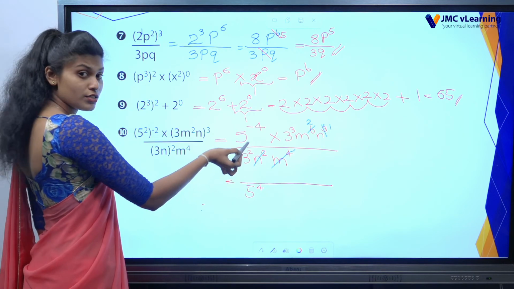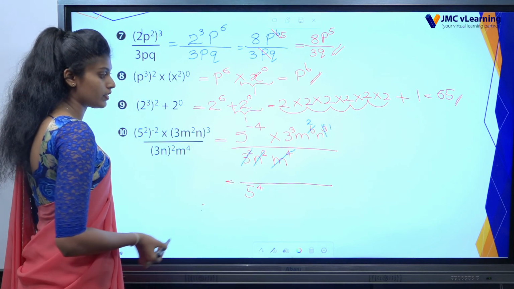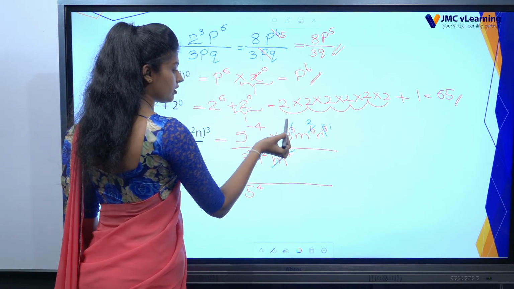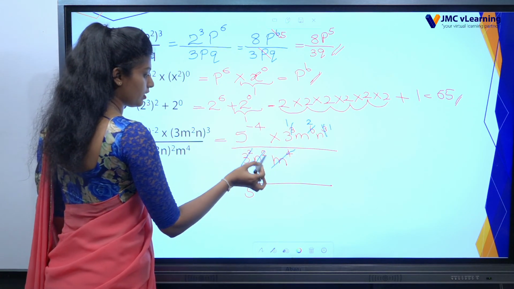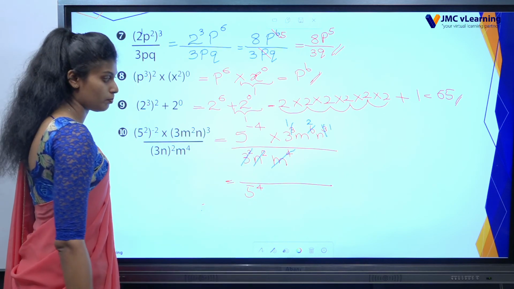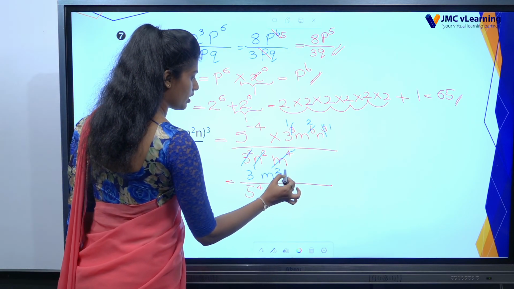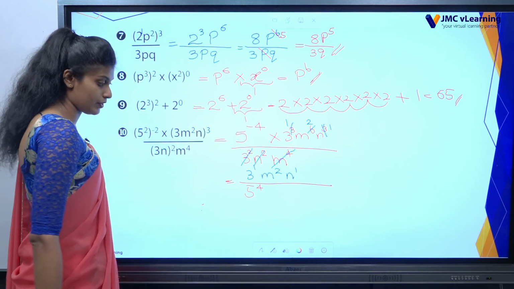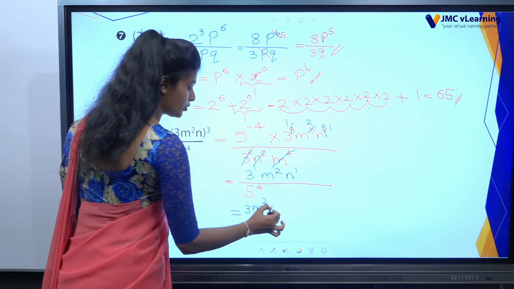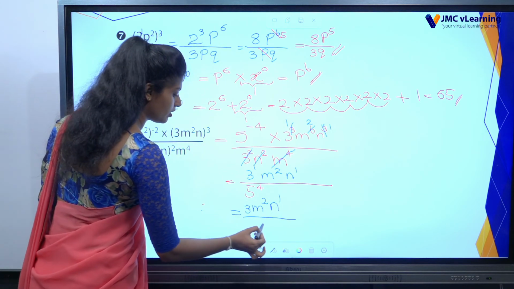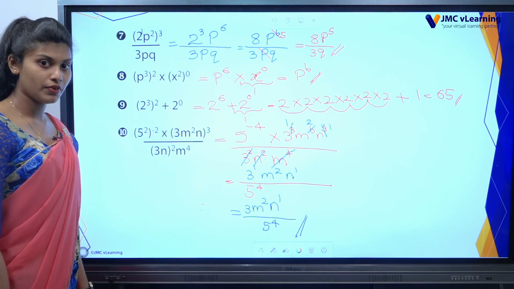Then when you cut 4 m's there, left only 2 m's. Here there are 2 3's are there, here 3 3's are. Then remove 2 3's. Then when you remove 2 3's, only left 1 3. Then you took 5 to the power 4 below. Then here 3 to the power 1, m to the power 2 and n to the power 1 left. What is the final answer? 3 m to the power 2 and n to the power 1 over 5 to the power 4. This is the final answer.